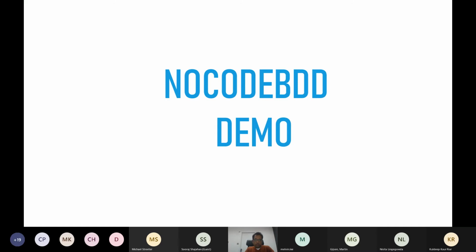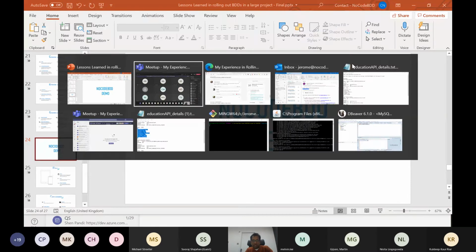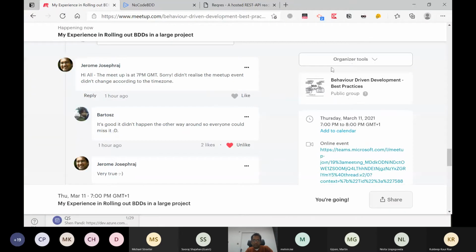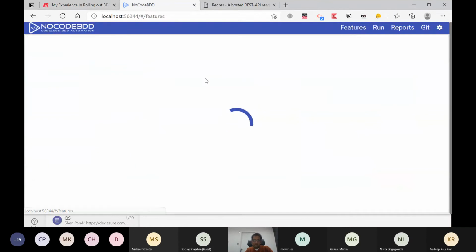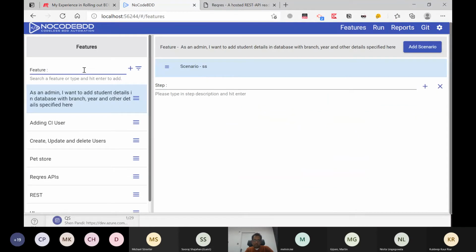So I'll quickly show you a demo. It'll take a minute because NoCodeBDD itself is quite simple. So as you can see, this is the feature. Let's look at a simple feature.